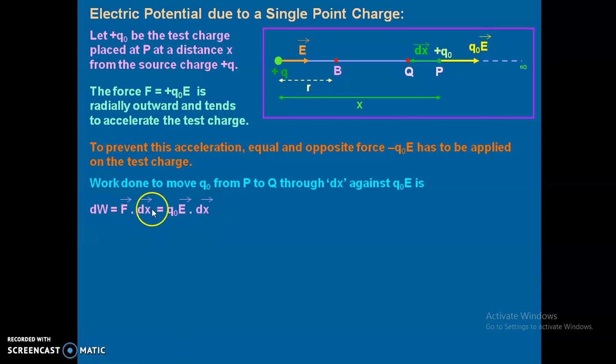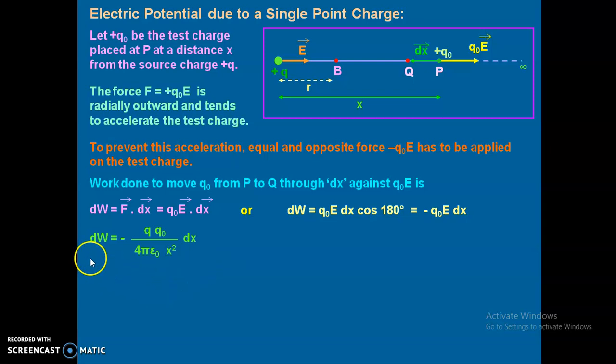So dW is equal to F dot dx. Whatever force, electrostatic force q naught E, is acting on this charge due to this source charge, we have to apply an equal amount of force q naught E, dot dx. Or dW is equal to q naught E dx cos 180. Why cos 180? Because dx movement is in this direction, vector ds acting in this direction, and q naught E is acting in this direction. So how much angle between F and dx? 180 degrees, right? Therefore minus q naught E dx.